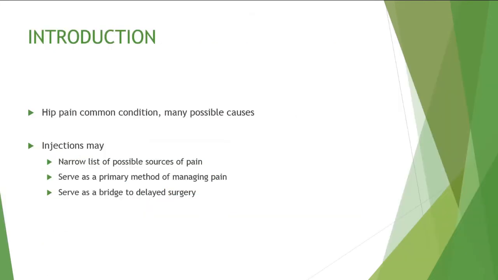So, as a matter of introduction, I would like to mention that hip pain is a very common condition, and that's what they emphasized there in the beginning. It has many possible causes, which can, of course, become a diagnosing challenge, and also a challenge for the treatment approach. So what they mention here is that the injections of different types of mixtures for anesthetic purposes and pain relief can narrow the list of possible sources of pain, and they can serve as a primary method of managing pain in the meanwhile, serving as a bridge to delay surgery as such.